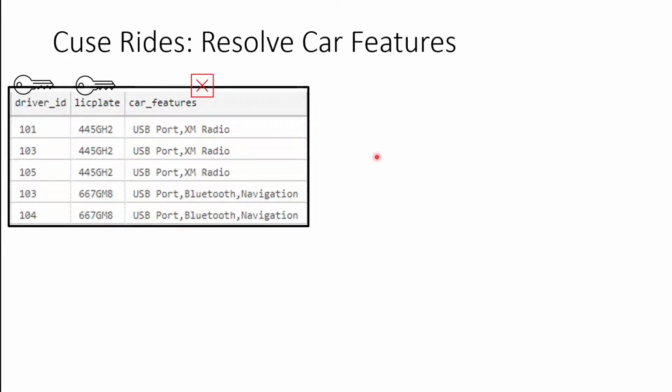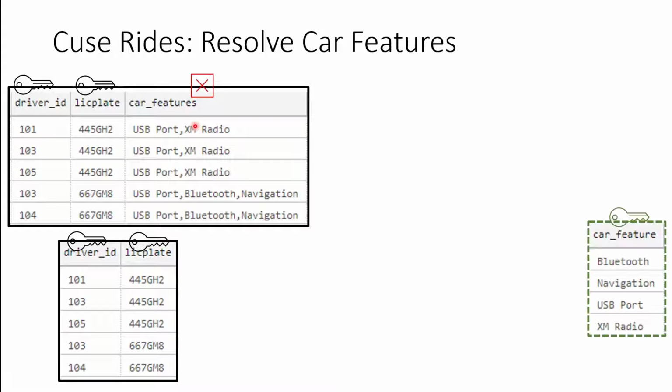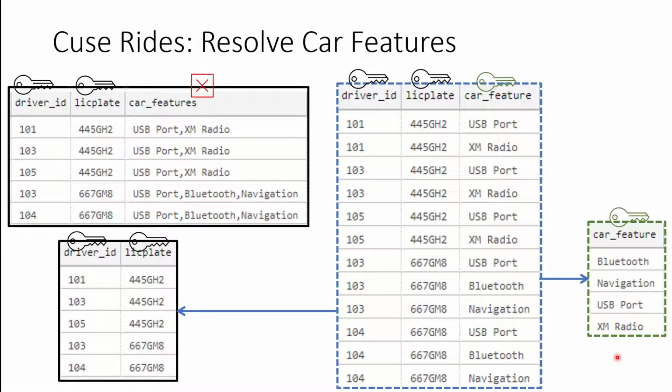So here's how you resolve this type of attribute. Very similar, right? So in this case, car features comes out. The original table looks like this again. We have a car feature table like this over here with just the unique values of all the possible features. And then in the middle, we have a bridge table. And that bridge table, again, has the driver's ID and license plate as one key, and then the car feature as the other key. Okay.